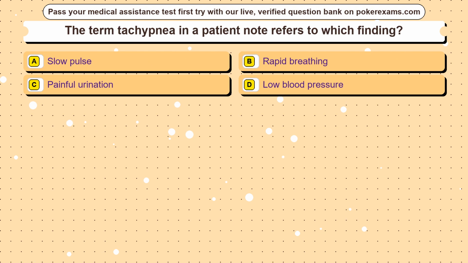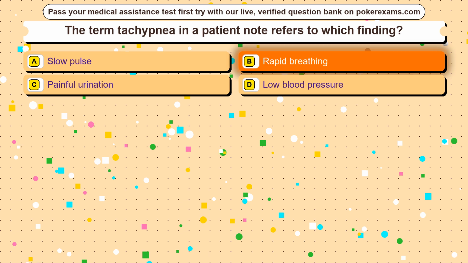Question 20. The term tachypnea in a patient note refers to which finding? Option A. Slow pulse. Option B. Rapid breathing. Option C. Painful urination. Option D. Low blood pressure. The correct answer is option B.